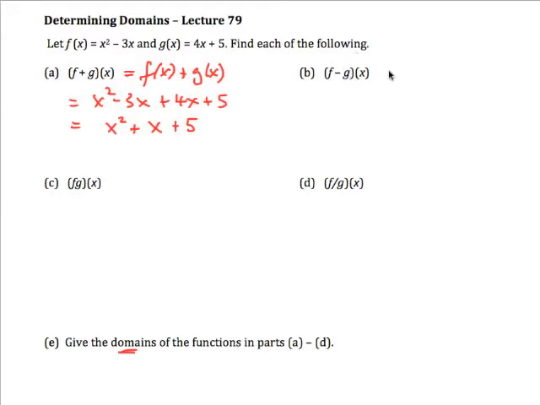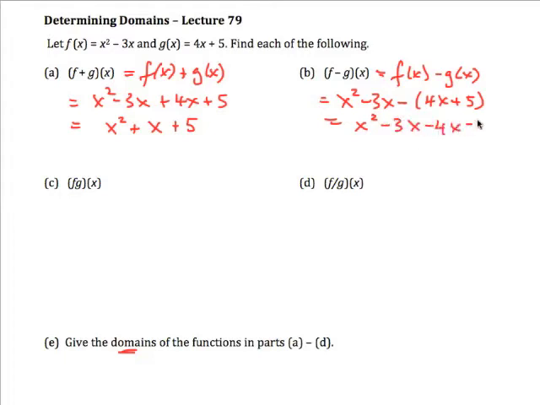Right, if we want to do the subtraction, of course, we know that this is f of x minus g of x. So this will be equal to x squared minus 3x, now subtract 4x plus 5, and don't forget the parentheses here. It's x squared minus 3x minus 4x minus 5, so this gives us x squared minus 7x minus 5. And so that's our subtraction of the two functions.